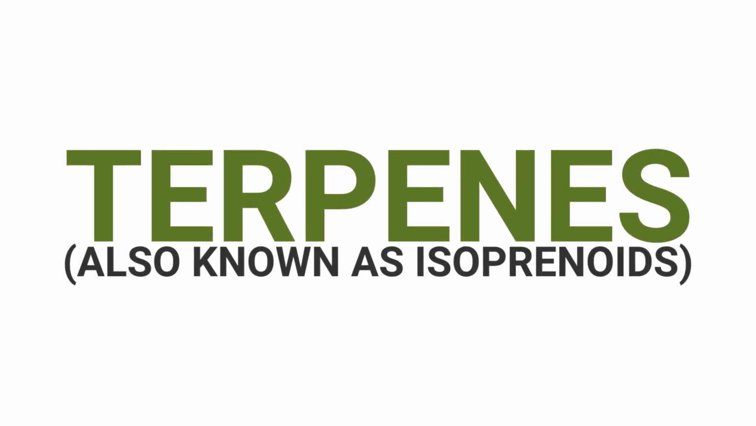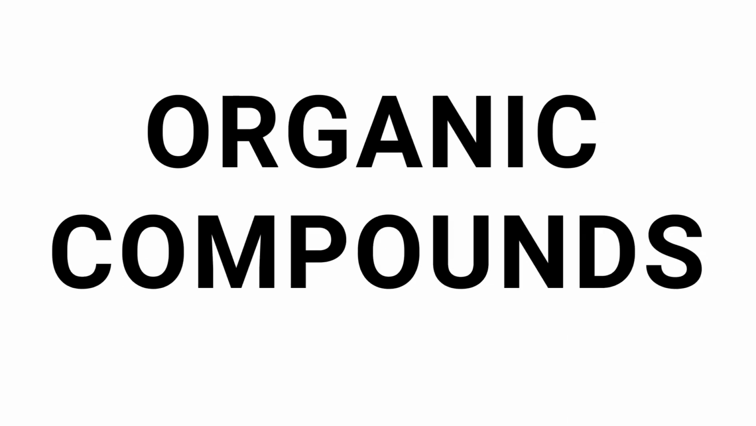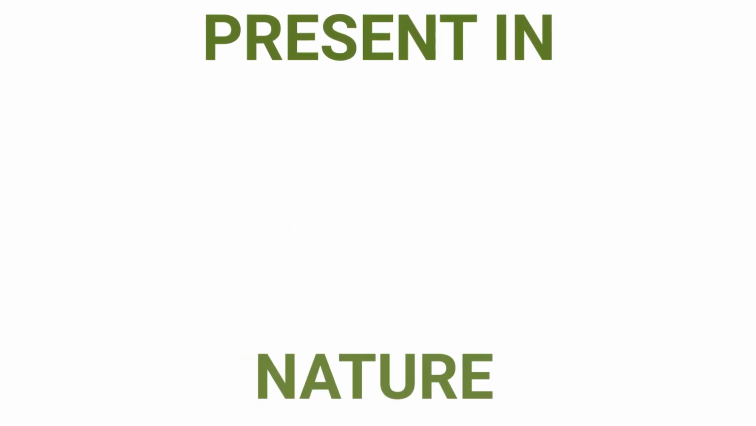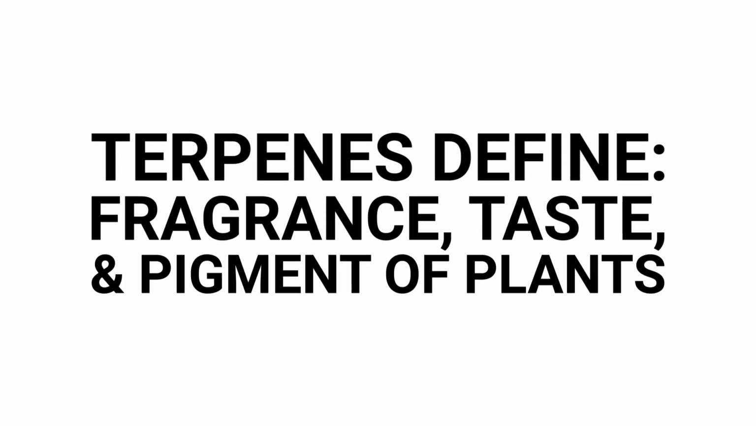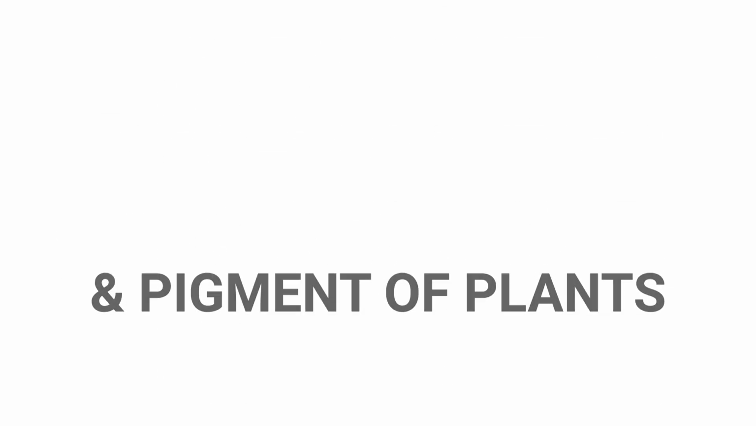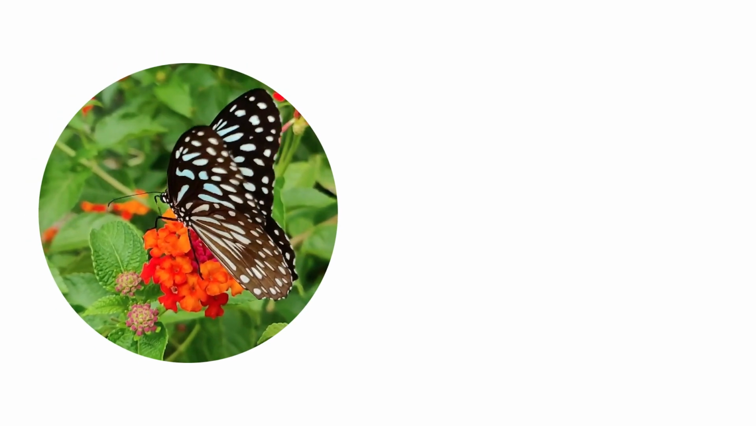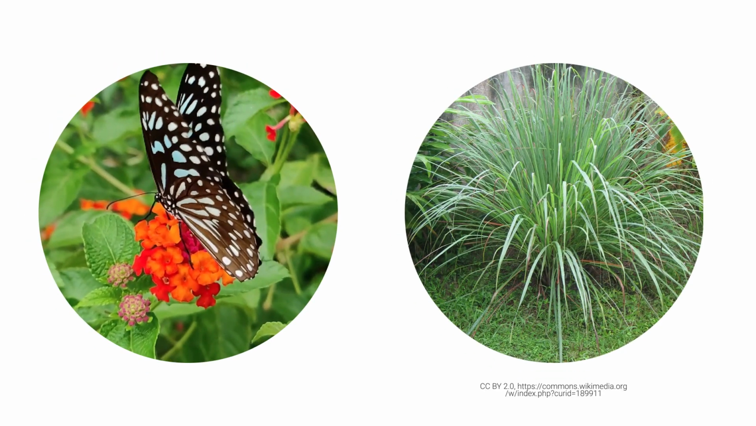Terpenes, also known as isoprenoids, are a variety of naturally occurring organic compounds. These compounds are present in nature within trees, flowers, fruits, and even some animals. They are classified as mono, di, tri, tetra, and sesquiterpenes. To put it simply, they define the fragrance, taste, and pigment of plants, and are part of the reason why some plants attract insects, whereas others repel them.